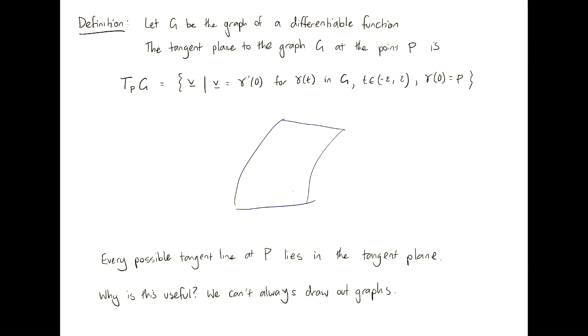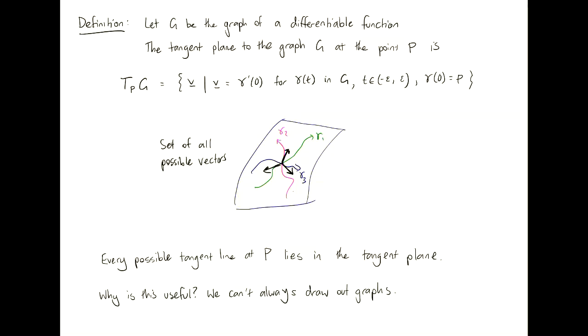Which means that I can write down all of my curves. I can say, well, here is my gamma 1, here is my gamma 2, here is my gamma 3, and I take all of their tangent vectors and I put them all together, and I get my tangent plane. The set of all possible tangent vectors. Nothing can escape.